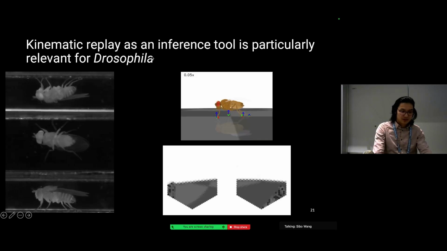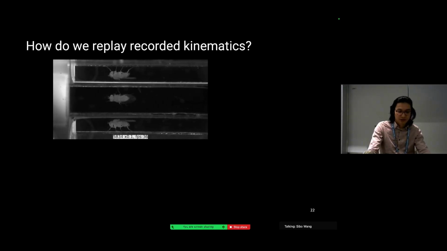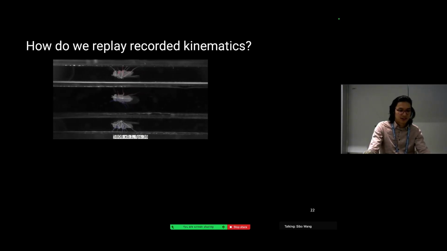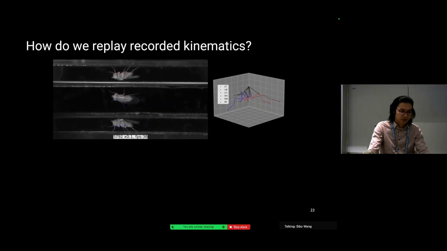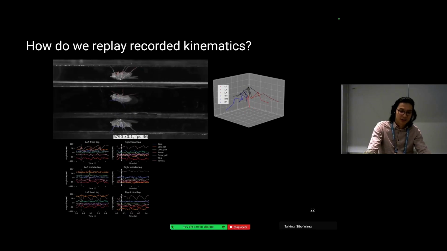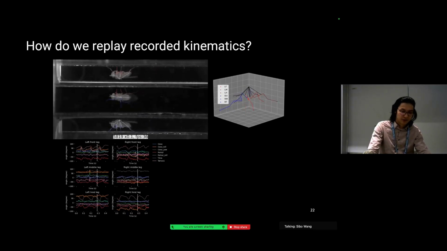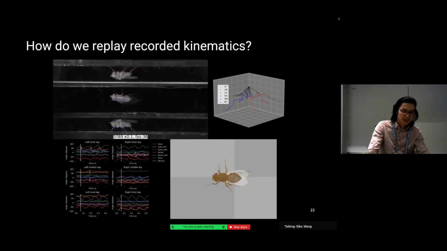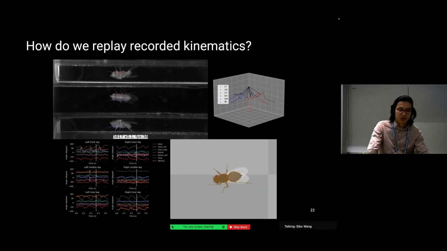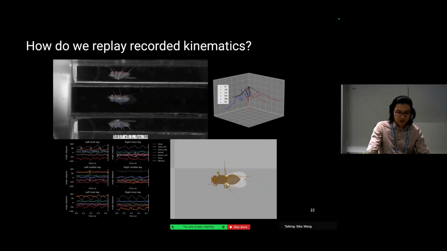How do we do this? We have the experimental recording. From there, we can run pose estimation to get the 2D key point positions, and then you can triangulate the 3D pose from that. From there, you can infer the time series of joint angles, and then by applying those joint angles to NeuroMechFly, you get the replay of the same behavior.